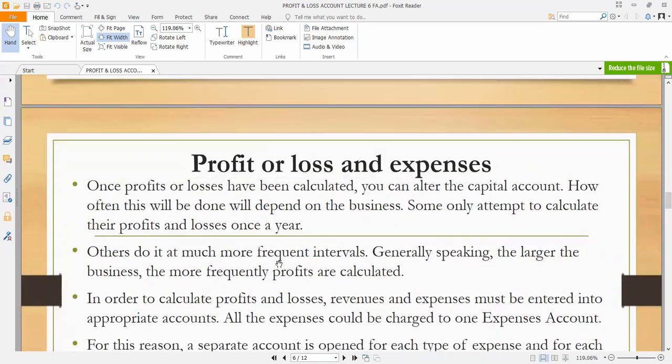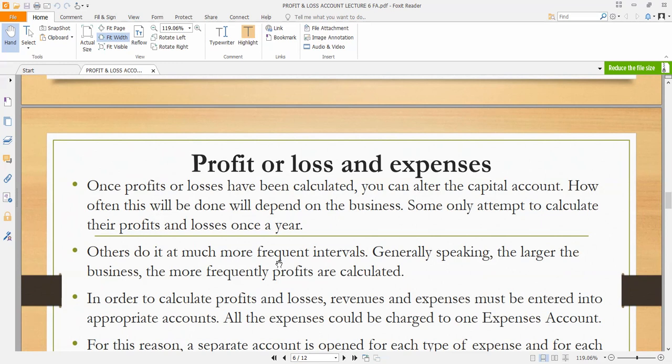Now, profit or loss and expenses. So let's look at another instance, profit or loss and expenses. Now, once profits or losses have been calculated, you can alter the capital account. So we're saying once profit or loss have been calculated, you can alter the capital account. How often this will be done will depend on the business.